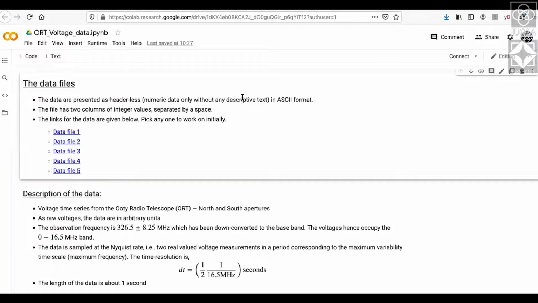We have voltage data available from ORT. I was conflicted whether to say what object we are observing, but I think at this point we have advertised it quite a few times, and it's better to know what object you're looking at, so that when you do see the signal, you can be sure you're on the right track. So we are looking at essentially pulsar data.